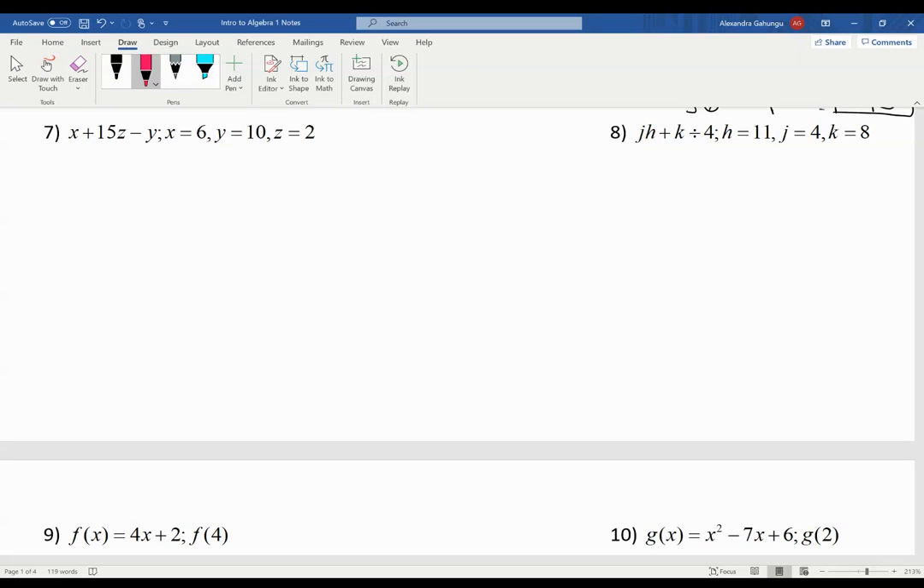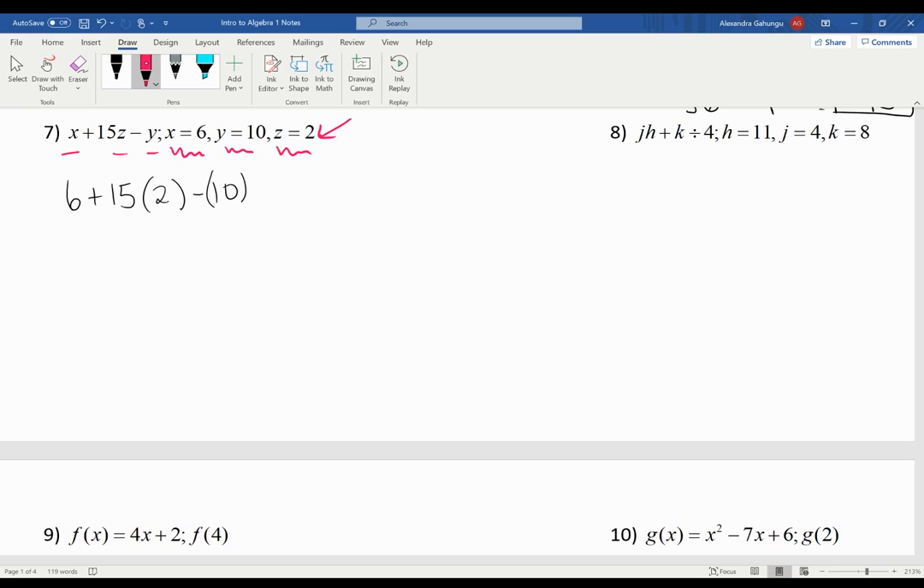Okay, so now we're going to evaluate two examples with 3 variables, x, z, and y, and we have values for those. So we've got x is equal to 6, y is equal to 10, z is equal to 2. So wherever I see x, I'm going to plug in 6. So right now I have 6 instead of x plus 15 times whatever z is. In this case, z is 2. So instead of having 15 times z, I have 15 times 2 minus y, so minus 10.